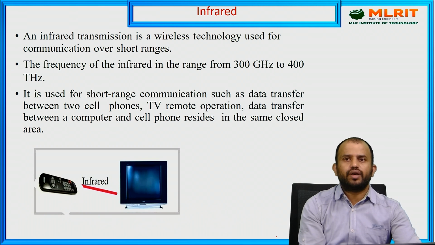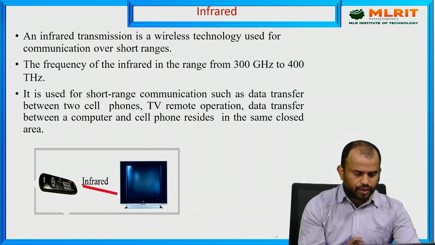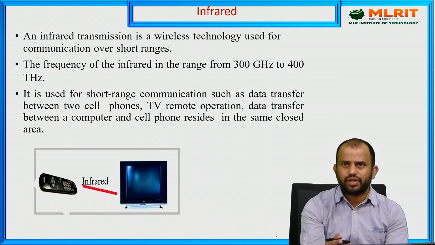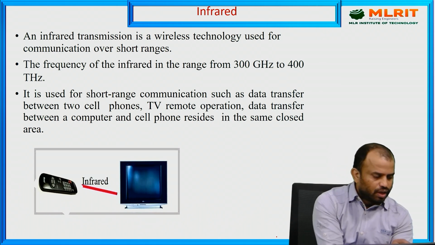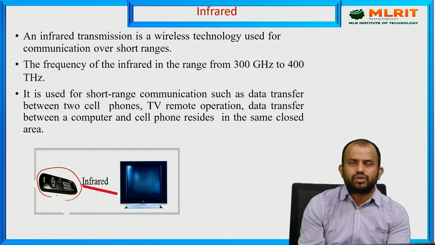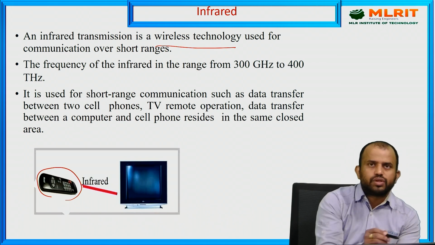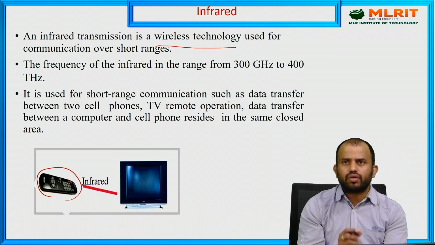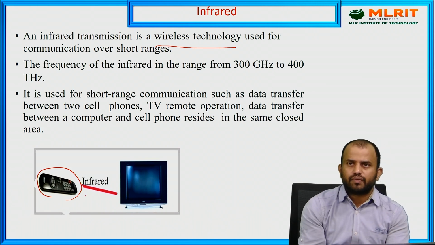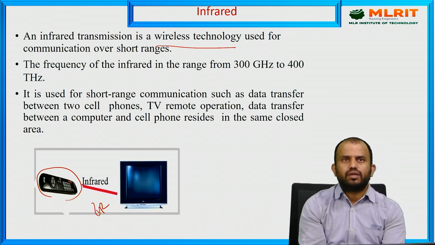So what are infrared rays? Infrared rays are generally used as a communication medium. When you go for TV range communication, short range communications, we use infrared transmission. Infrared transmission means a wireless technology used for short range communication. The best example is the TV and TV remote. For short range communication we use IR rays. We call it an infrared signal.